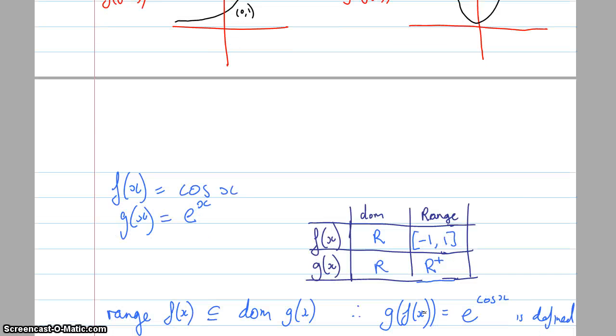So I ask myself, if I want to find out what g of f of x is, is the range of the inside, f of x, a subset of the domain of the outside? Yes. So therefore I can say that e to the power of cos x is defined everywhere. Okay, I can actually draw the graph. Defined meaning just, it's possible, I can draw the graph.